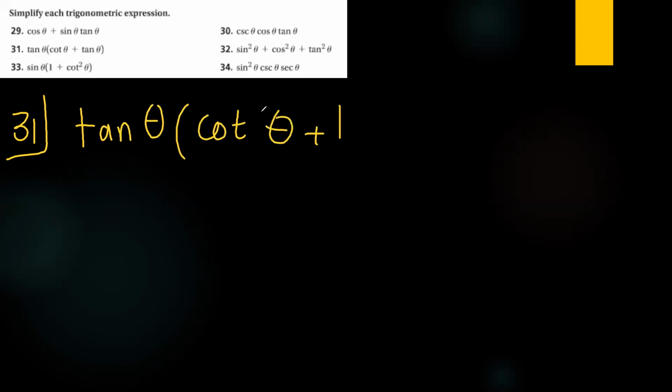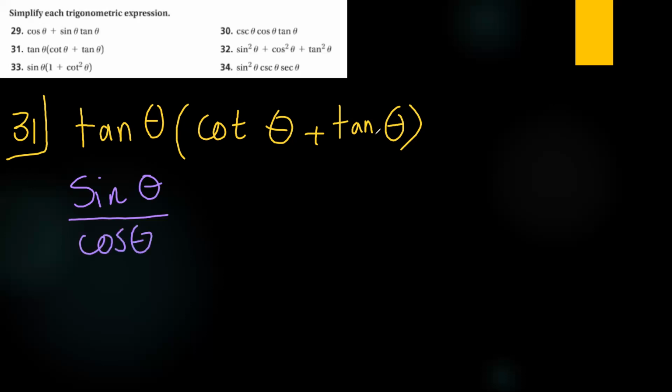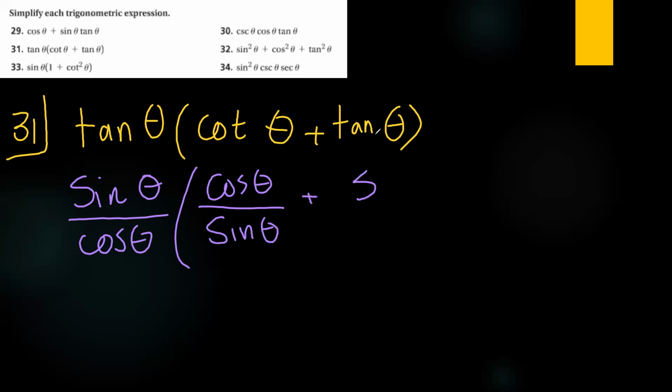Now, let's do number 31. In number 31 here, we have tan of theta times cotan of theta plus tan of theta. Now, let's rewrite tan as sine over cosine, and cotan as cosine over sine, and tan as sine over cosine. This is the first step.